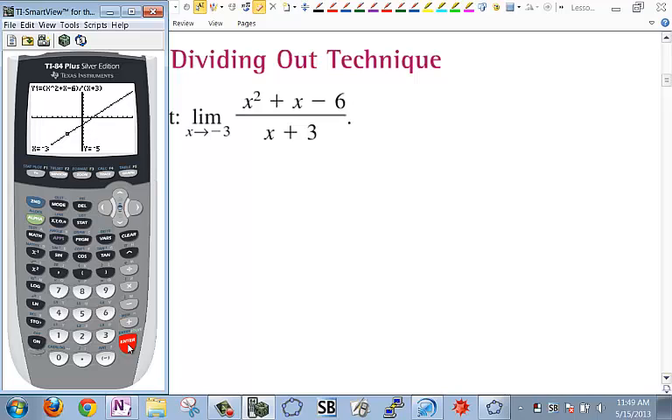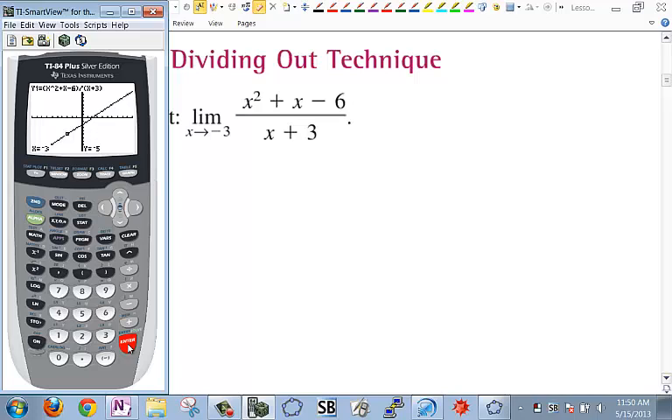Thank you. So step 1, is it continuous? Step 2, figure out the answer. Step 3, find a new function that is equal to that one, except at one point, and that one point will be -3, because we're going to make a new function that's actually continuous through -3.